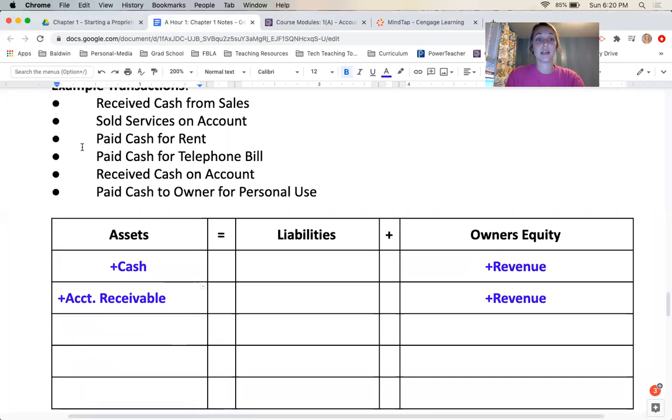All right, next one, we paid cash for rent. If we're paying cash, cash is going to go down. So we're going to make cash go down, which is an asset. And we're paying for rent, which is just the operation of business, right? We have to pay for the place that we're holding our business at. So that would be an expense, which this is going to confuse you. An expense is going to increase over here, but it's like a negative number. So that's still going to decrease owner's equity.